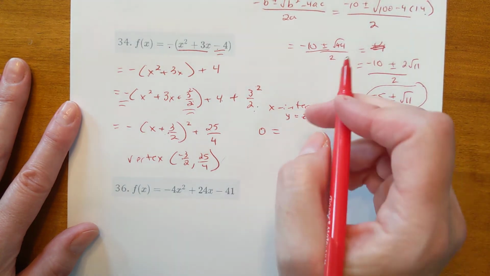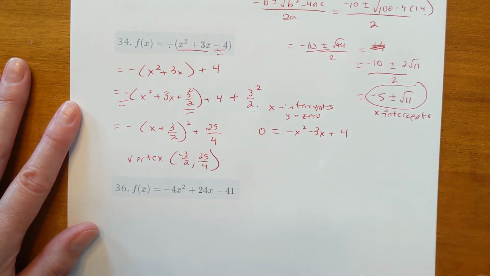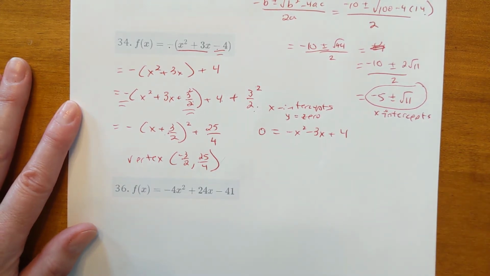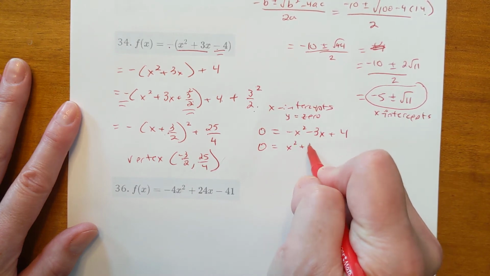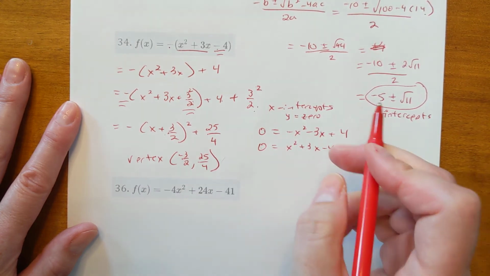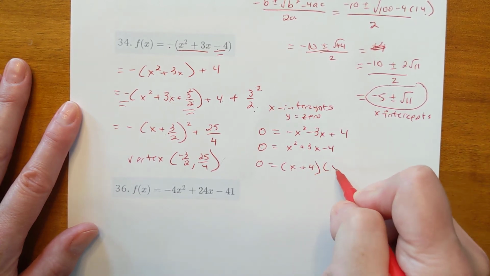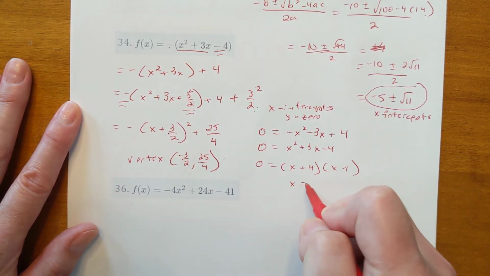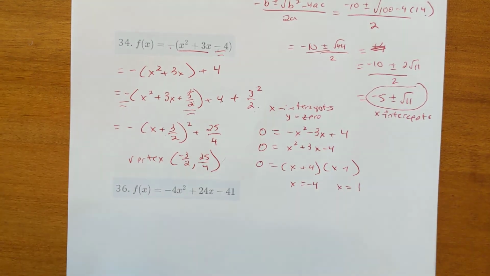So setting y equal to 0, that gives us negative x squared minus 3x plus 4. Or if you want to multiply across by negative 1, that gives you x squared plus 3x minus 4. And that actually factors into (x + 4)(x - 1). So that makes x equal to negative 4 or x equal to positive 1. So those are the x-intercepts, negative 4 and positive 1.